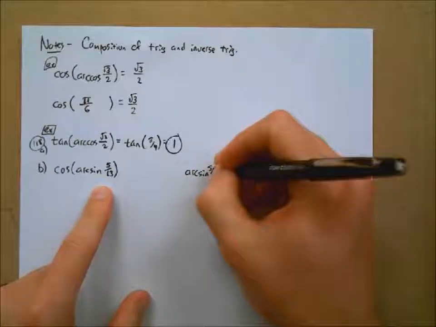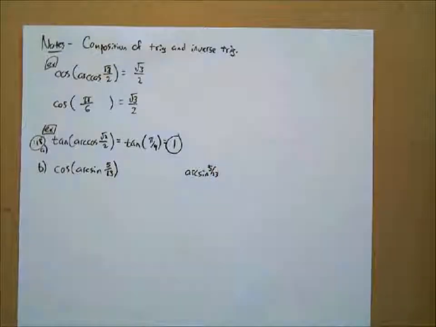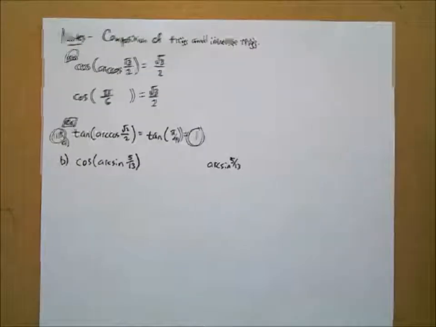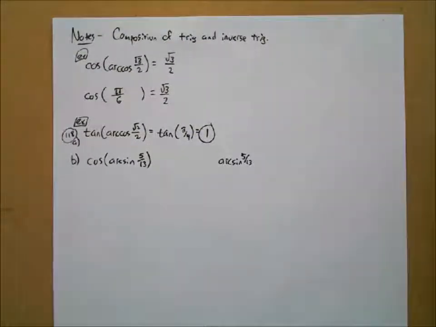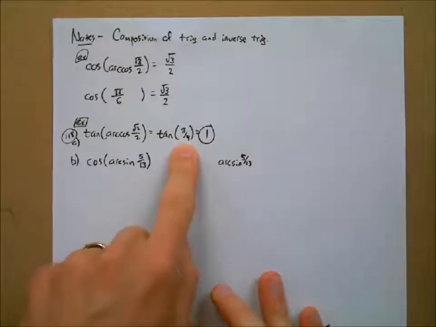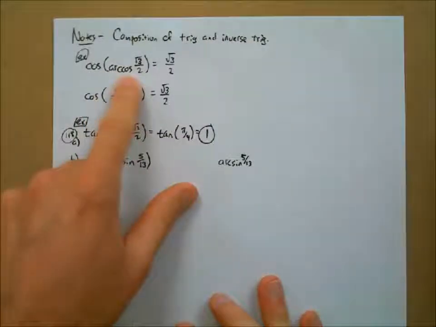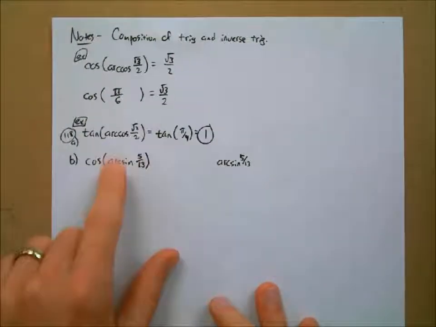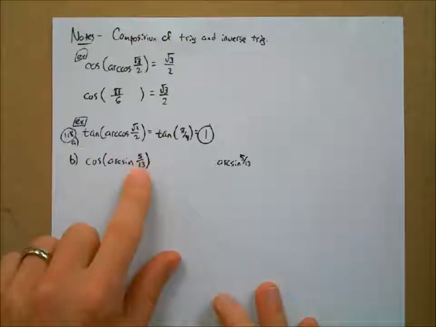Okay. Now arc sine of 5/13, right? The output of that, the value of that, should be some angle measure. Just like arc cosine of root 2 over 2 gives us an angle, pi over 4, and arc cosine of root 3 over 2 gives us pi over 6. The input of an inverse trig function is a ratio, and the output is an angle. So the output of this should be some angle.